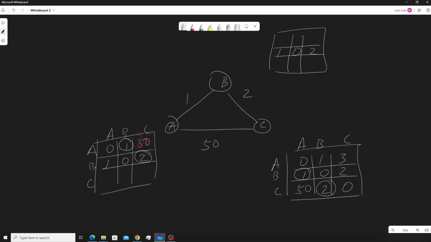Okay, and then this can be advertised out, 3, 2, 0. So, and let me also push these as well. 3, 2, 0, 0, 1, 3. Okay, so we have convergence, and then so the count to infinity problem works like this.